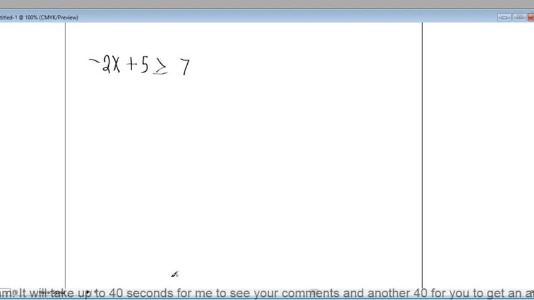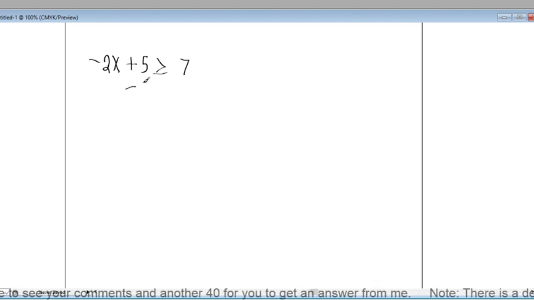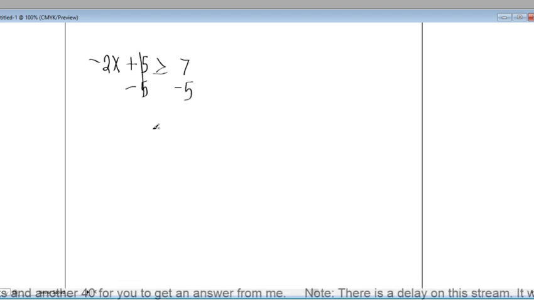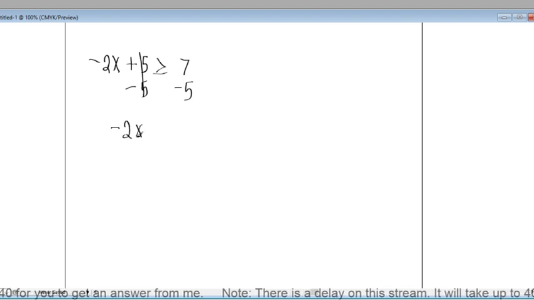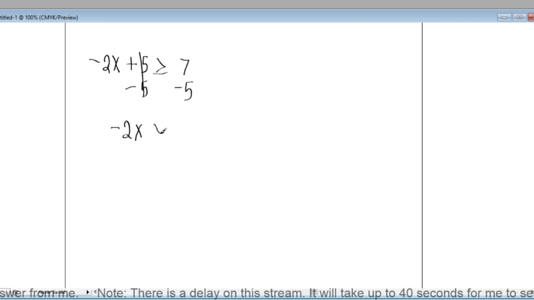Okay, so again, we're going to start this one basically the same way. We got to get x by itself. So we're going to get rid of this 5 by subtracting on both sides. Again, that cancels the 5 here, leaving us with a negative 2x. And on this side, 7 minus 5 is 2. So we now have greater than or equal to 2.